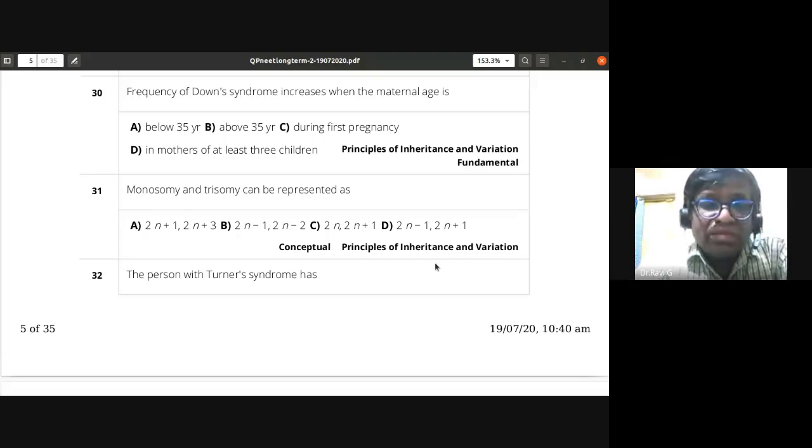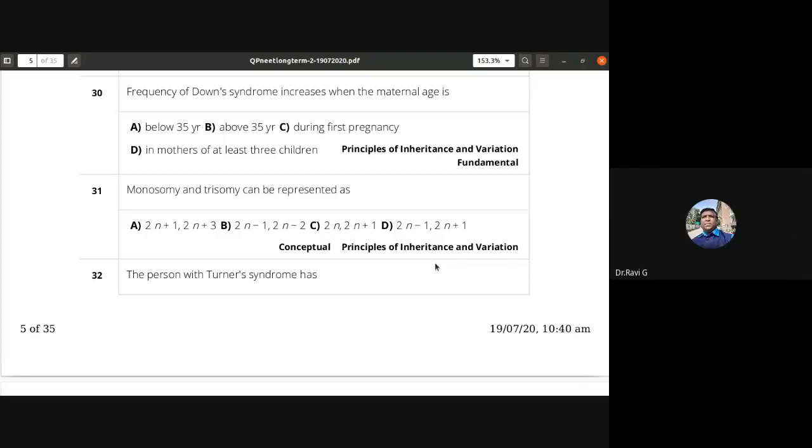Monosomy is 2n minus 1. Trisomy is 2n plus 1. So the answer is D, 2n minus 1 and 2n plus 1. You can notice in D, monosomy and trisomy can be represented as 2n minus 1 and 2n plus 1. 31st answer, D is the answer.